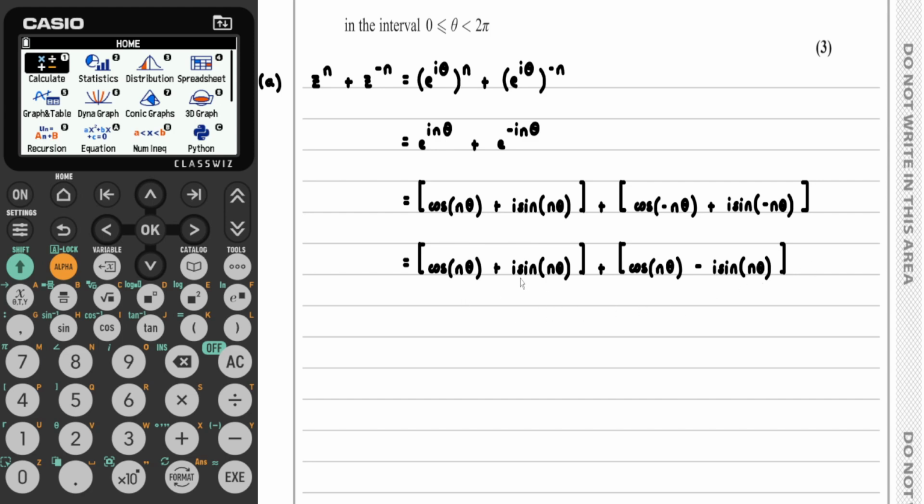And if we add these together, i sin n theta subtract i sin n theta is 0, cos n theta plus another cos n theta, that will be 2 cos n theta, and that is the result we wanted to show.